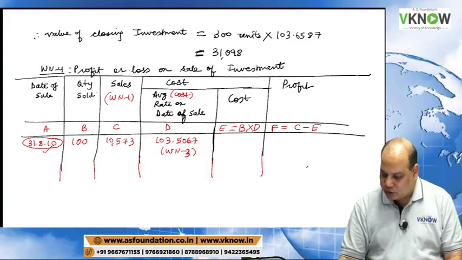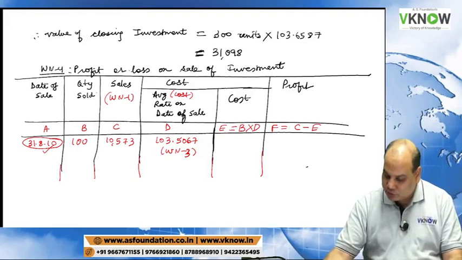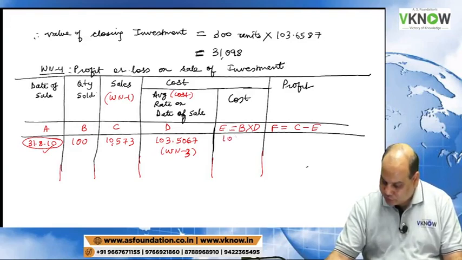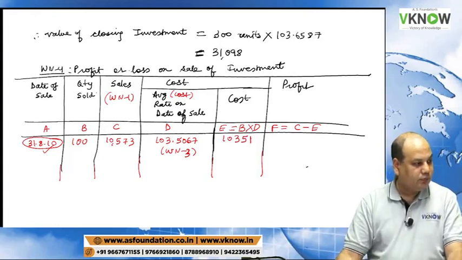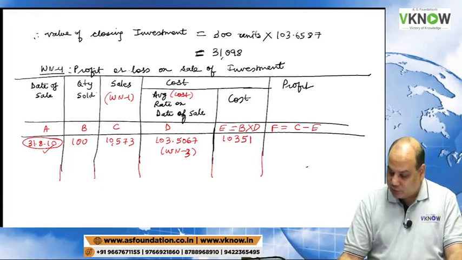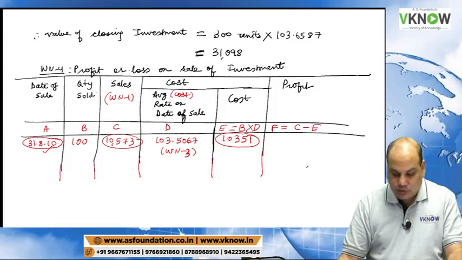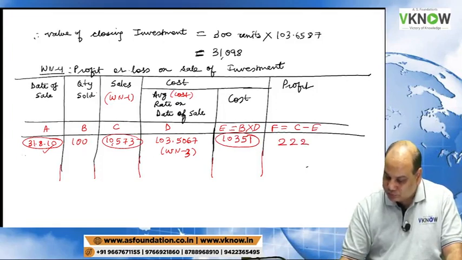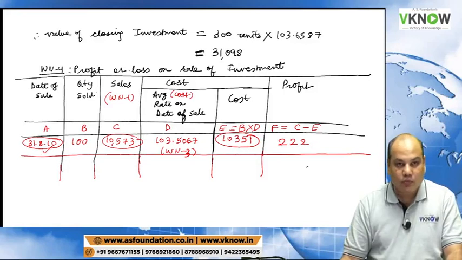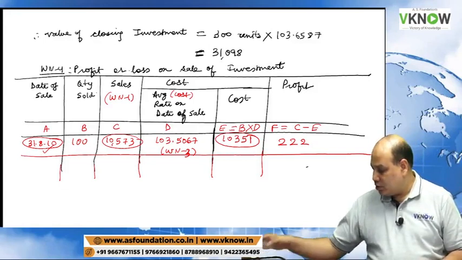Multiply now 100 into 103.5067. So this I can round off as 10,351. So my profit is column number C minus column number E, 10,573 minus 10,351. So that comes to 222. Everybody agreed? Any query on this?